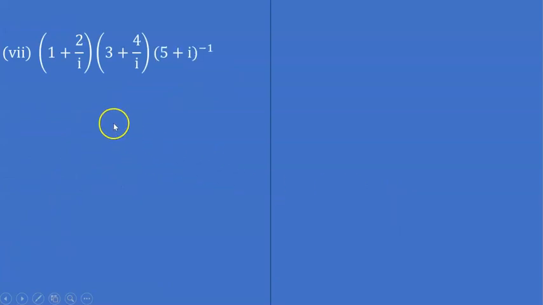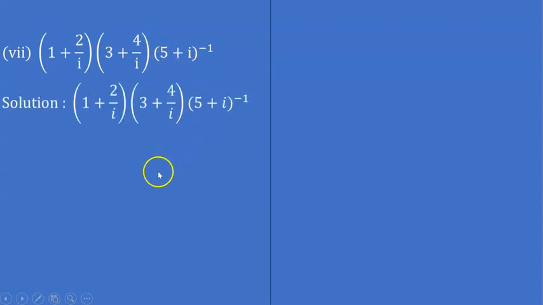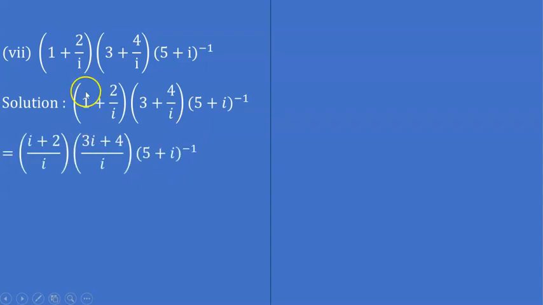Now next example, in first bracket 1 plus 2 upon i, into, in next bracket 3 plus 4 upon i, into next bracket 5 plus i, bracket is 2 minus i. Now simplification, we can write this: 1 plus 2 upon i means what? We will simplify like this. i into 1, then you will get i plus 2 upon i. Next, i into 3, then you will get 3i plus 4 upon i into, in bracket, 5 plus i, bracket is 2 minus i.